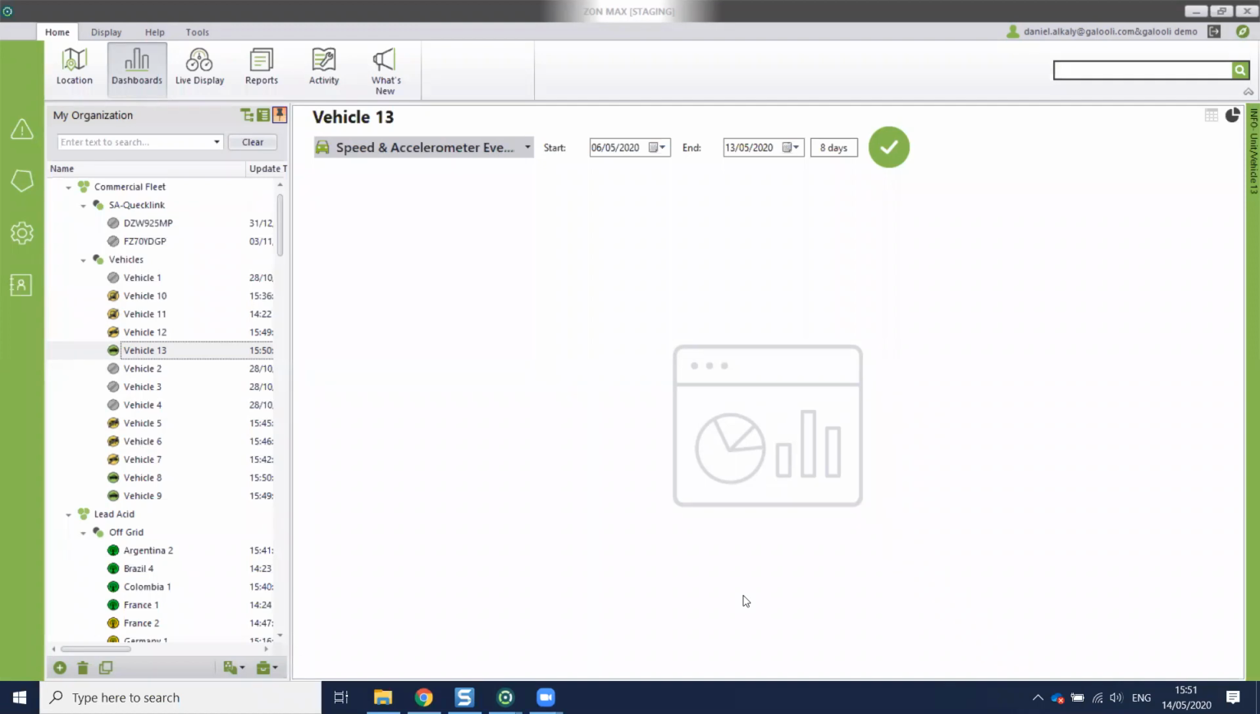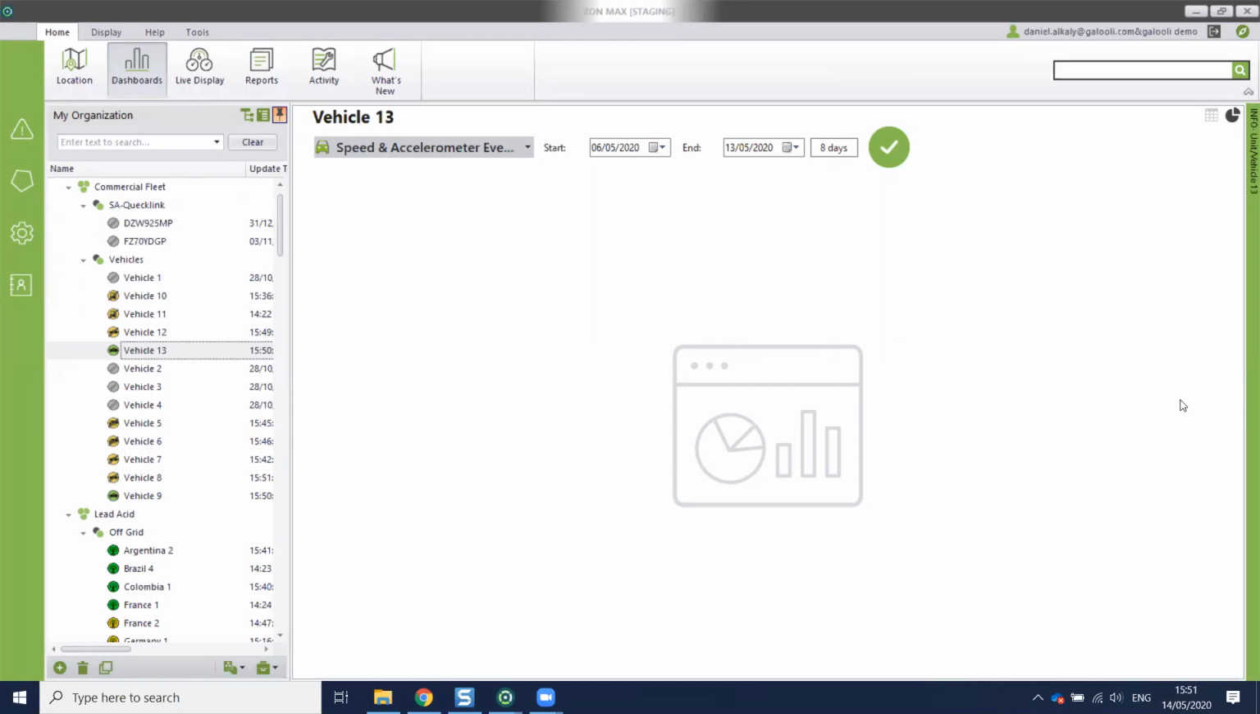Again, that very much depends if you have driver identification. If you have driver identification, we'll be able to see the information on the driver now in the vehicle. What's the safety dashboard, events dashboard? Events dashboard is the general dashboard. It presents all the events, every single one of them. The safety dashboard and the speed and accelerometer events are specific, drill down towards these type of events.